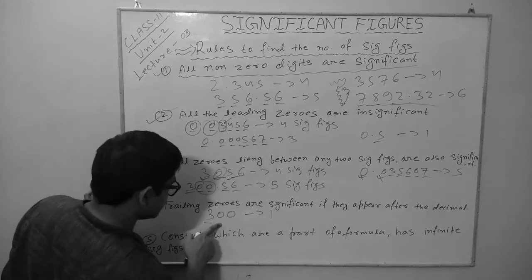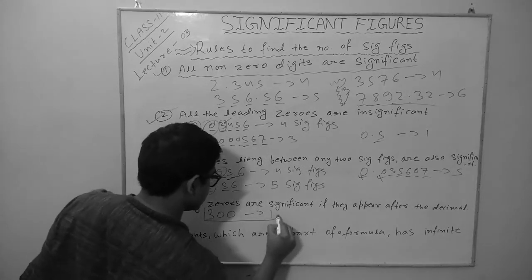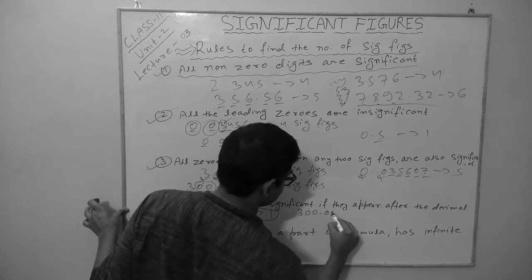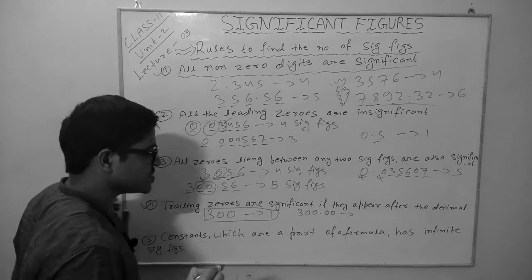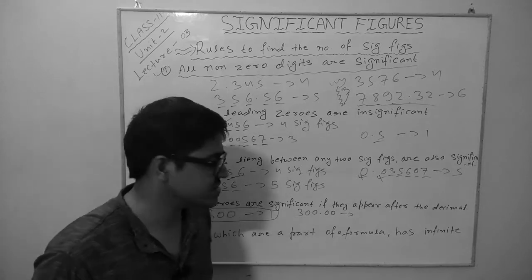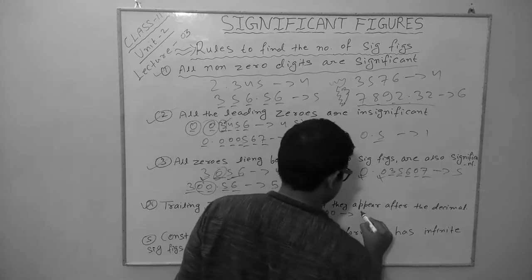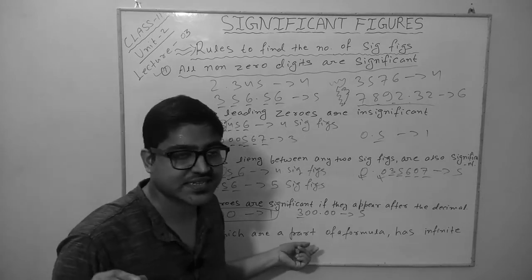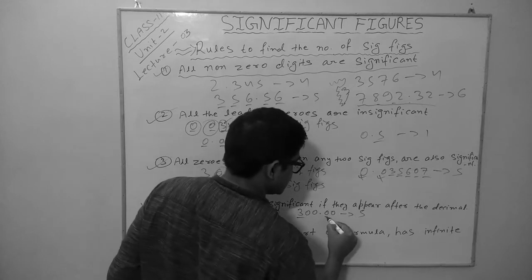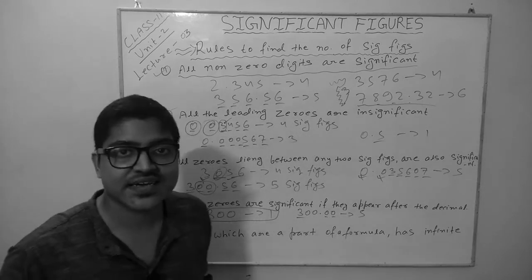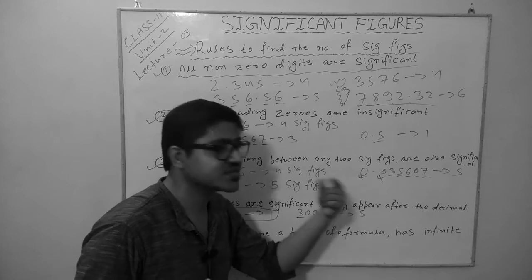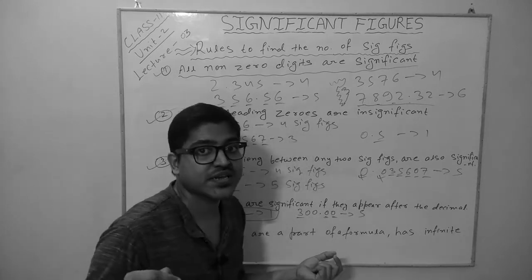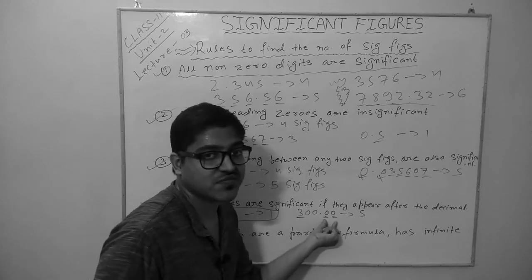Let's talk about 300.00. What do you think? What is the number of sig figs in this case? The number of sig figs is 1, 2, 3, 4, 5. It is 5. Why? 3 being a non-zero digit is significant. These two zeros are significant because they are trailing zeros and they are appearing after the decimal. These two are also trailing zeros, but they are not appearing after the decimal. Only these two zeros are appearing after the decimal.